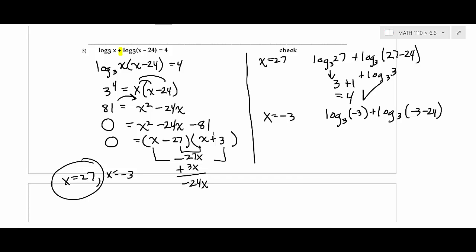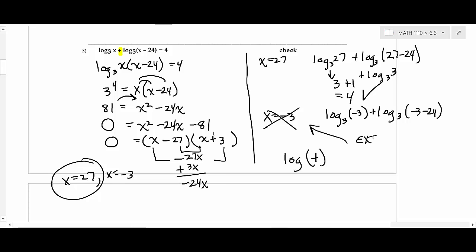And that's what you got to check for. It's not that that's a negative answer. It's that when you check it, you're taking a log of a negative number. So you got to throw it out. Remember, you can only take a log of a positive number. So that has to be thrown out. That one is extraneous. So we call that an extraneous solution.